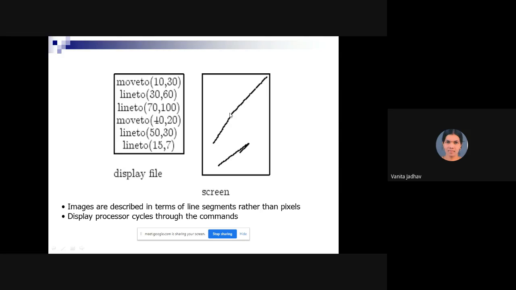So this is nothing but the picture which is drawn with the help of random scan display. Over here, if you are looking at these lines, what are the commands? These are nothing but the commands which are used to draw these 4 lines. Everybody is able to understand that 4 lines are there.